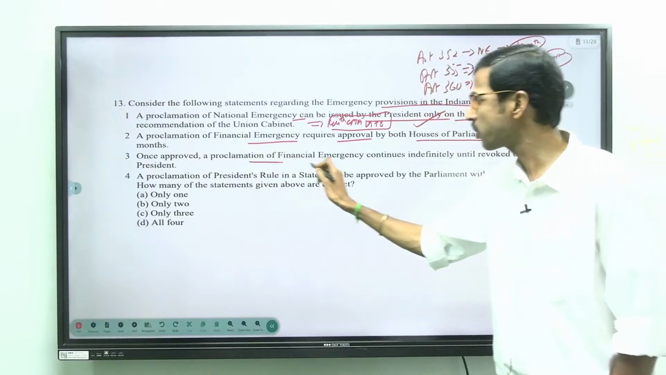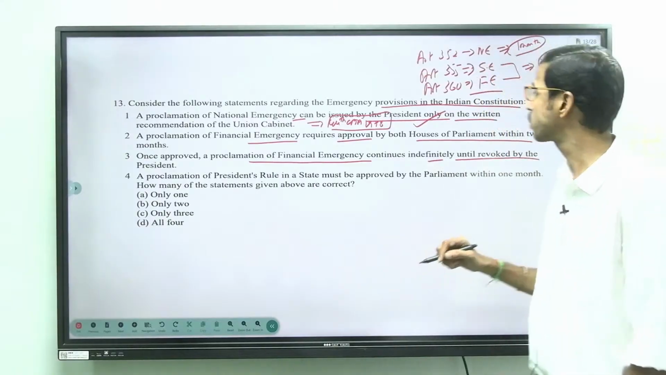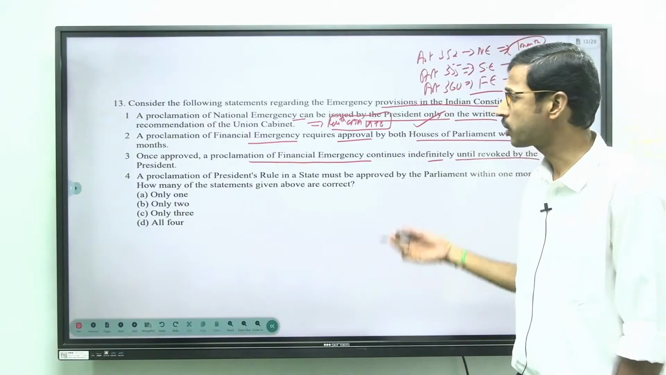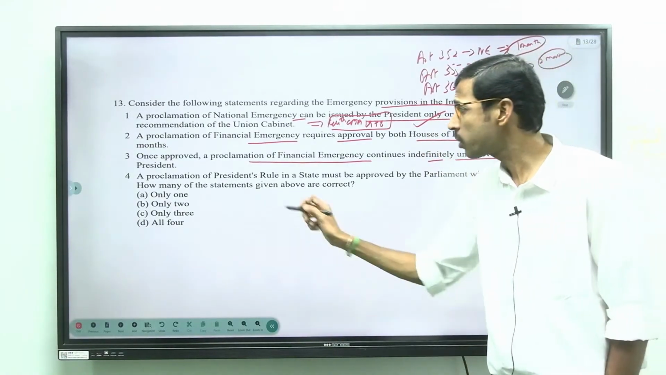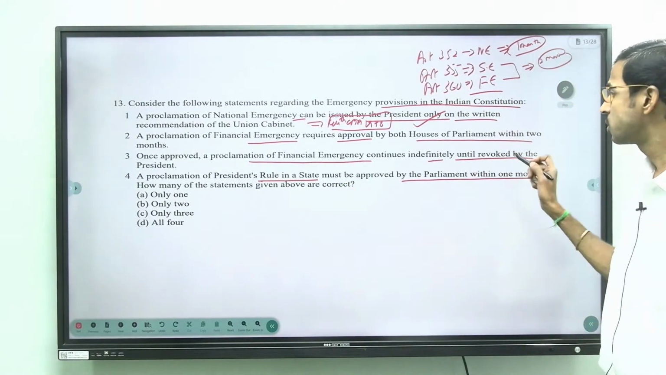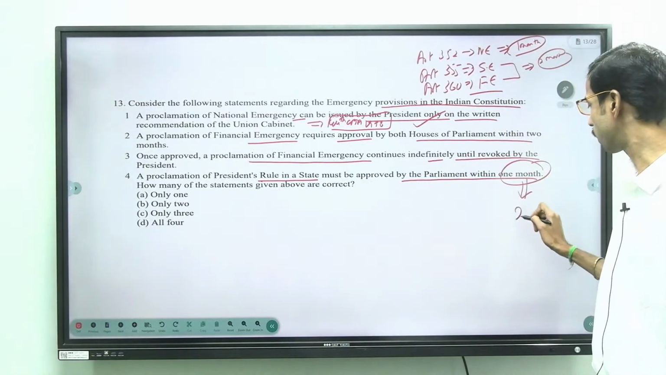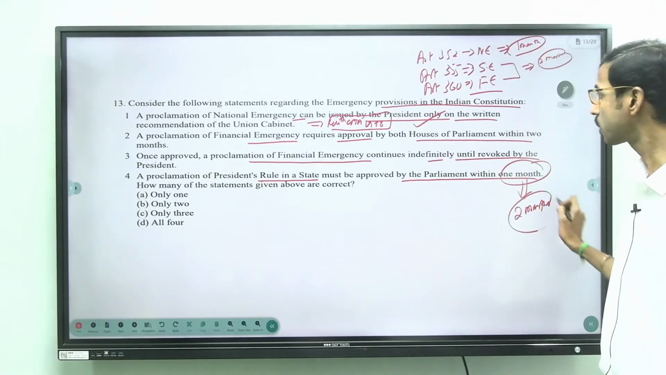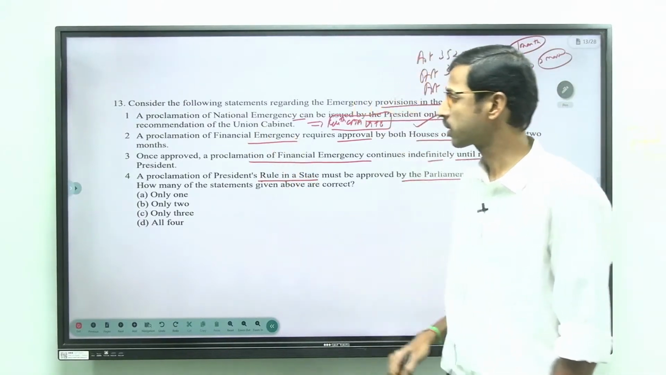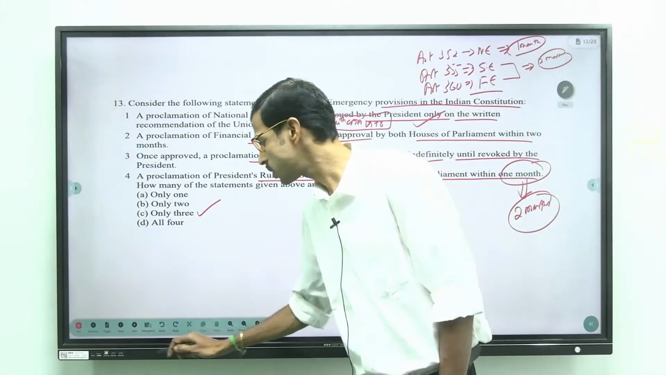Once approved, a proclamation of financial emergency continues indefinitely until revoked by the President. Likewise, state emergency also, right? State emergency and financial emergency are the same. A proclamation of President's rule in a state must be approved by Parliament within 1 month. Here, related to President's rule, it is within 2 months, not 1 month, we have to understand. For national emergency only it is 1 month, right? So 1, 2, 3 are correct. Only 3 options are correct, the remaining fourth option is wrong.